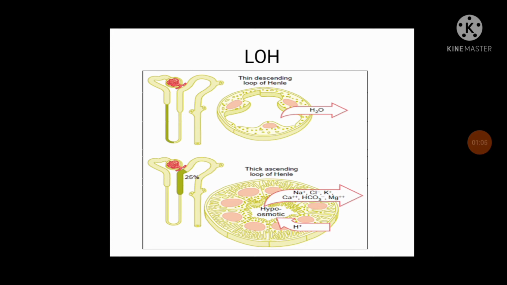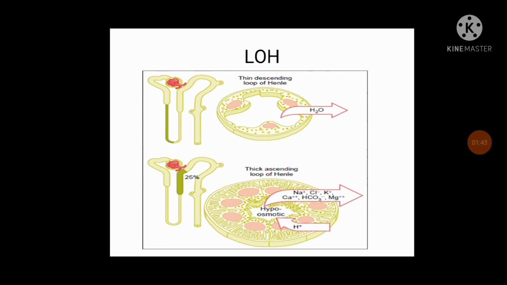By the time it reaches the tip, the concentration is increased to 1200 milliosmoles per liter. Okay, so then this concentrated fluid is going to ascend into the thin ascending loop and the thick ascending loop, where most of the solutes are going to be reabsorbed. Most of the sodium chloride, potassium, calcium, bicarbonate and magnesium are going to be reabsorbed from the thick ascending loop of the Henle.